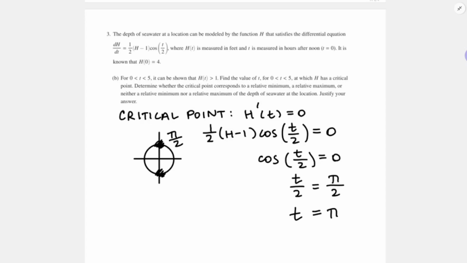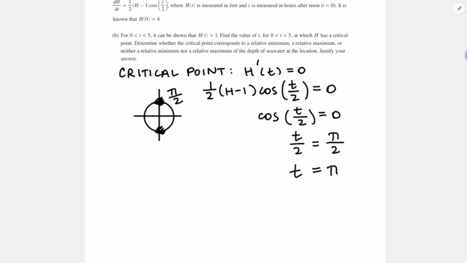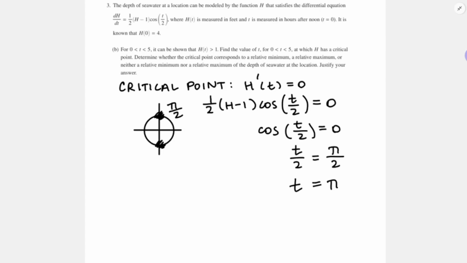Now we're going to determine whether the critical point corresponds to a local maximum, a local minimum, or neither at that time, and we're going to justify our answer. We already know the derivative is 0, and this is a differential equation, so we should probably just take the derivative to do the second derivative test. Actually, maybe we could do it before or after, because knowing h is always greater than 1, you could do some analysis on cosine. I'm not going to do that, though. I'm just going to take the second derivative.